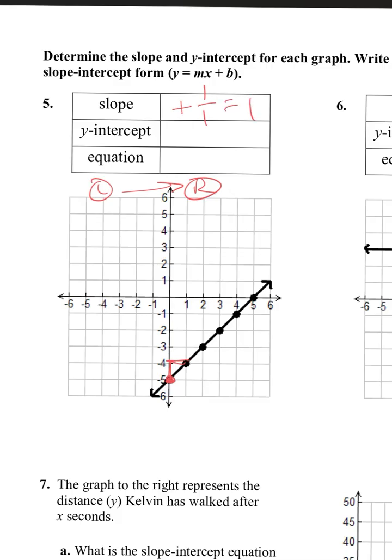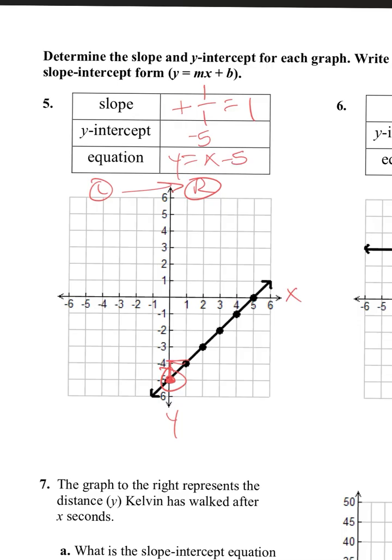And then my y-intercept is the point at which my line crosses my y-axis. And what is that? It's right here at -5. So my equation is y equals x minus 5.